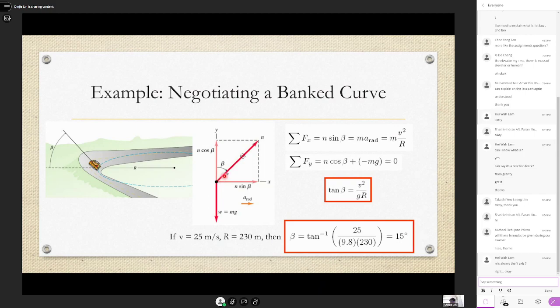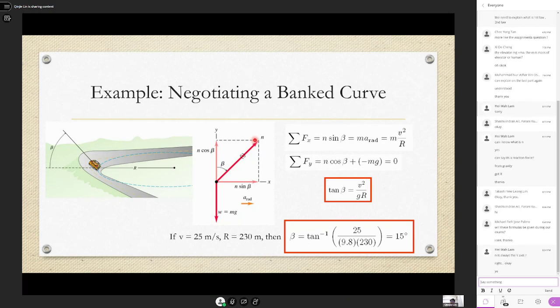So that's why, I hope this answers your question. The next question: n may not always be aligned to the y-axis. It is always perpendicular to the surface. If there is an inclination, then n can point off the up and down axis.